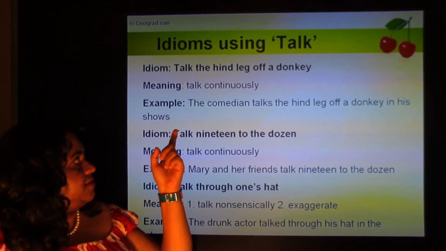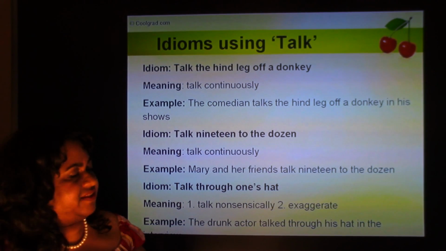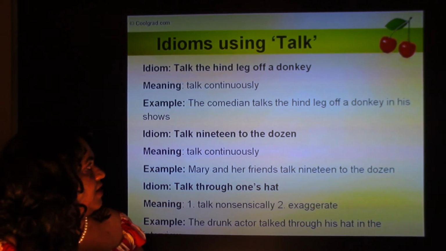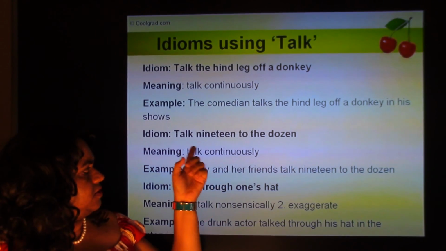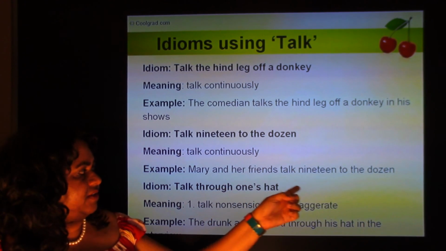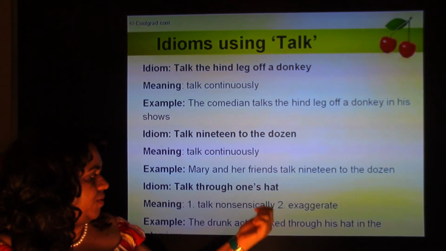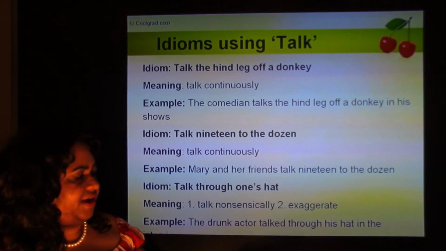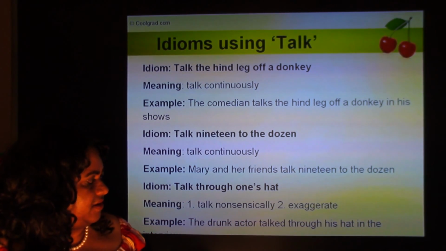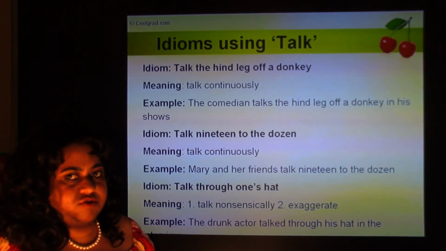Idioms using talk. Talk the hind leg of a donkey means to talk continuously. The comedian talks the hind leg of a donkey in his shows. Talk nineteen to the dozen means talk continuously. Mary and her friends talk nineteen to the dozen. Talk through one's hat means talk nonsensically or exaggerate. For example, the drunk actor talked through his hat in the show.